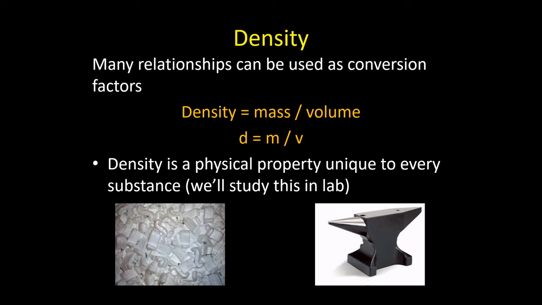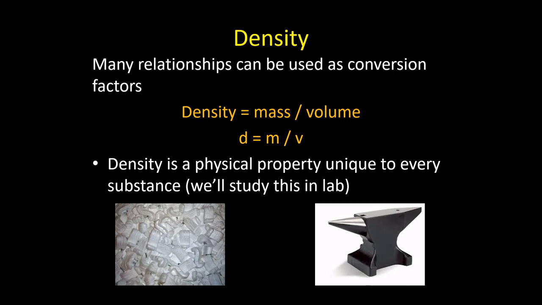All right, last video for this chapter, density. So this is a property, specifically a physical property of matter that actually is most useful when used as a conversion factor. And what density is, it is the mass of a thing divided by its volume.